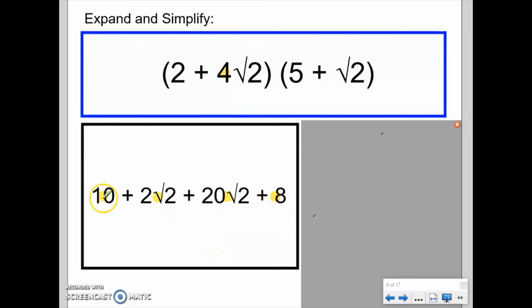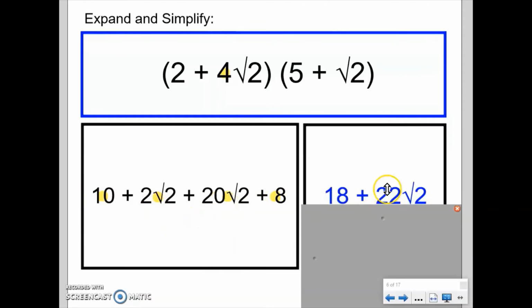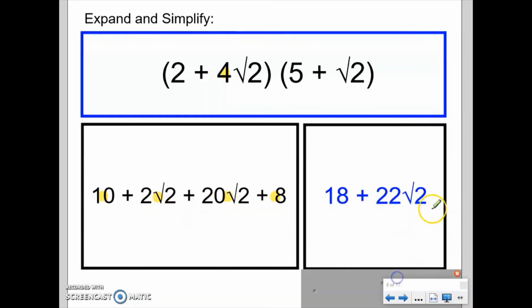Now I can go ahead and simplify. 10 plus 8 is 18. 2 root 2's plus 20 root 2's is 22 root 2's. Here is my answer. Again, I could put that into a calculator or work it out as a decimal and round my answer to significant figures or 2 decimal places, but I would lose some accuracy in my value from my answer.